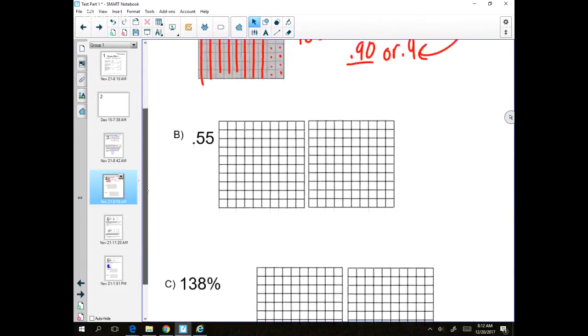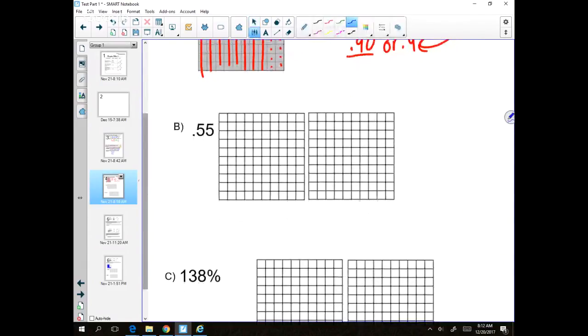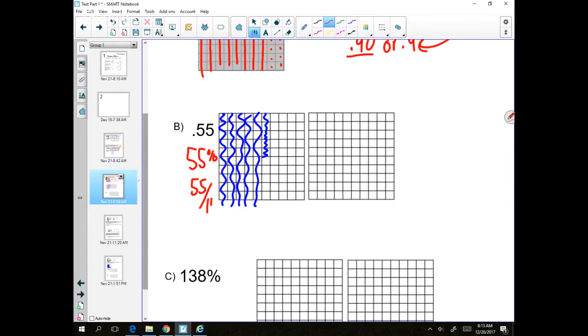Going to be 0.55. First thing you probably should have done is shaded this in. Okay, I'm not going to shade it in real perfect. Here's 10, 20, 30, 40, 50. 1, 2, 3, 4, 5. Boom. Okay, they gave me the decimal. I don't have to rewrite that again. Again, you should have known that this is 55% because I have 55 shaded in out of a total 100. Oh, there's my percent.